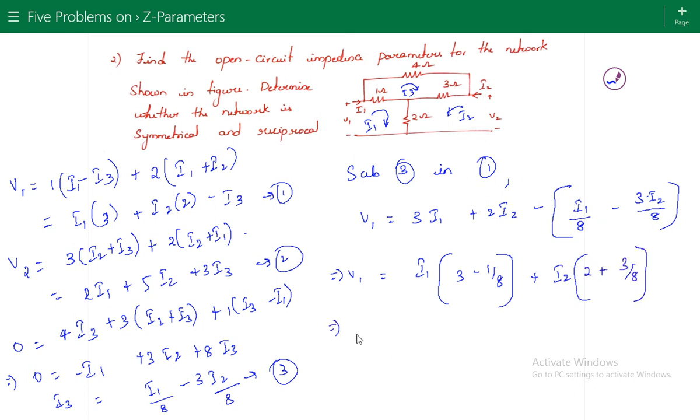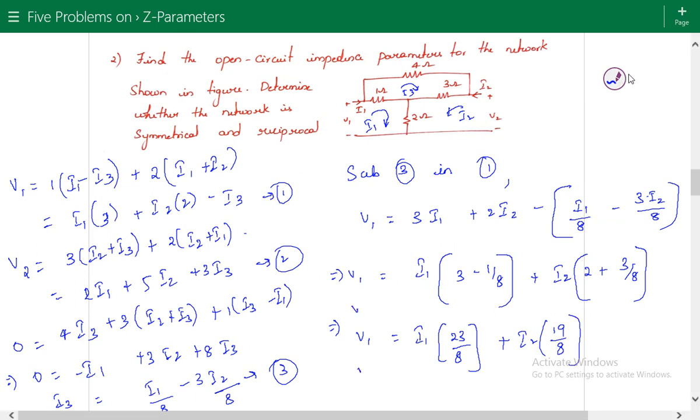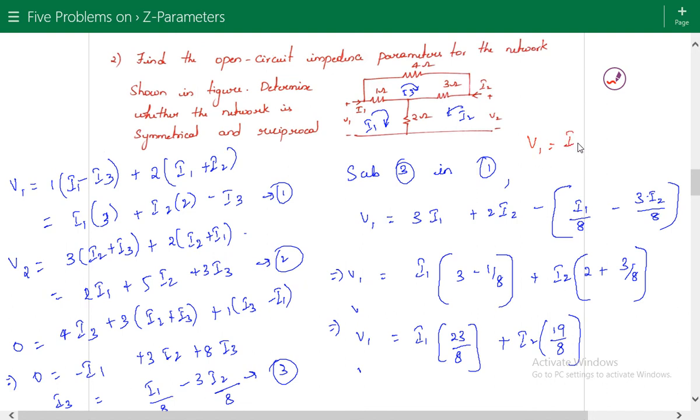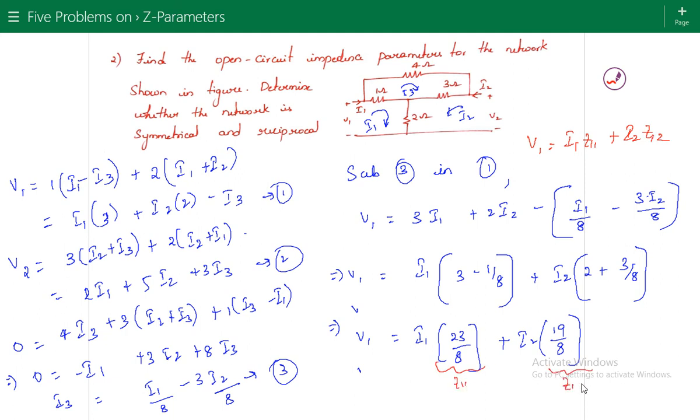Okay, so further V1 equal to I1 into 24 minus 1, 23 by 8, plus I2 into 16 plus 3, 19 by 8. Okay, so by comparing with the standard equation, what can we write? Comparing with the standard equation, V1 equals I1 into Z11 plus I2 into Z12. So what is this? This is Z11, this is Z12.